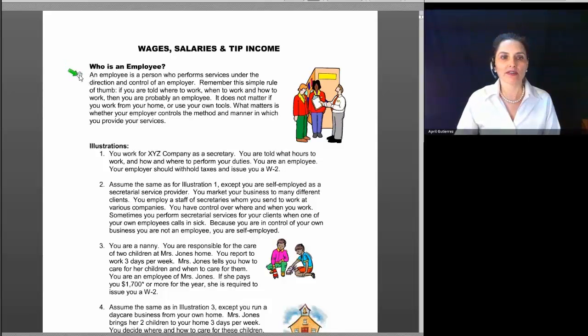An employee is a person who performs services under the direction and control of an employer. Remember this simple rule of thumb. If you are told where to work, when to work, and how to work, then you are probably an employee. Remember the old adage, if it walks like a duck, talks like a duck, sounds like a duck, then it's probably a duck? Well, that's the same adage for an employee. It does not matter if you work from home or use your own tools. What matters is whether your employer controls the method and manner in which you provide your services.